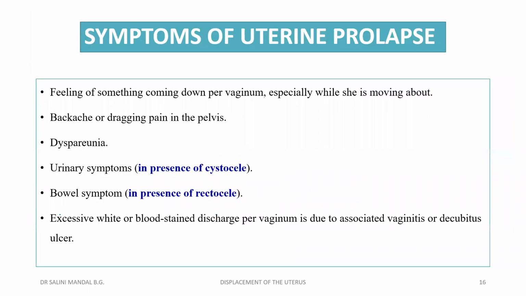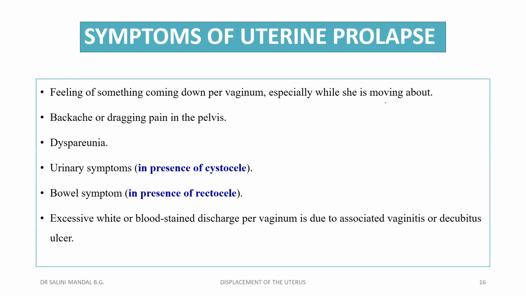Okay, so next one is a few symptoms of uterine prolapse. The symptoms are usually variable. Even with a minor degree of prolapse, the symptoms may be pronounced, or paradoxically, there may not be any appreciable symptom even in a severe degree. Now, the following symptoms which you're going to deal with. The first one is the feeling of something coming down per vaginum, especially while she is moving about. One symptom.